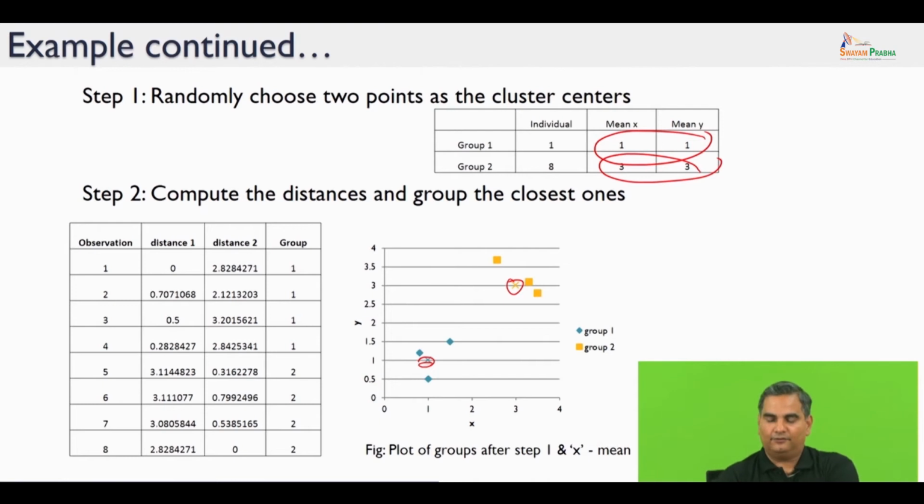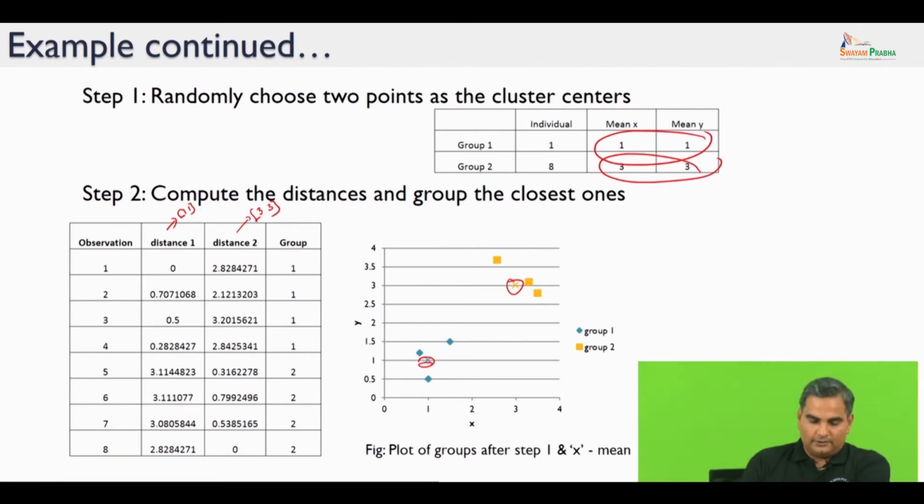Now that we have 2 cluster centers, what this algorithm does is the following. It finds for every data point in our database the distance of that data point from each one of these cluster centers. So in this table we have distance 1, which is the distance from the point (1, 1), and we have distance 2, which is the distance from the point (3, 3).